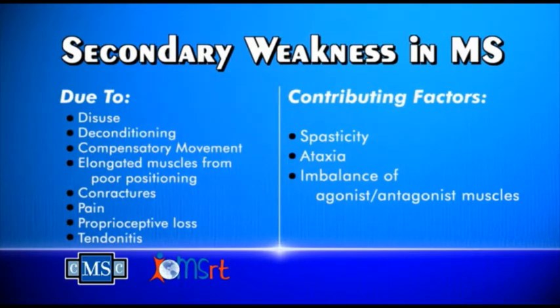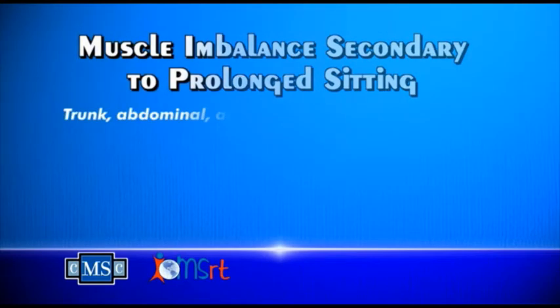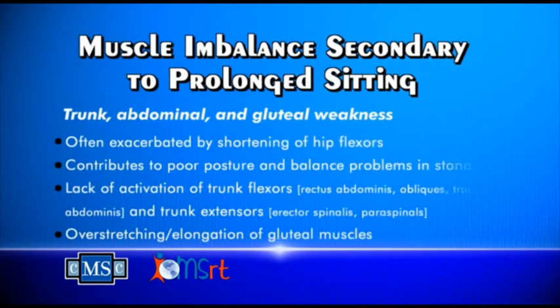Contributing factors to secondary weakness include spasticity, ataxia, and an imbalance of the agonist and antagonistic muscle. Muscle imbalance that is observed from a secondary or prolonged sitting posture is most often demonstrated in the muscles of the hip and pelvic region as well as the trunk. So individuals who are in a seated position for a prolonged period of time will have shortening of their hip flexors. The sitting position itself will contribute to poor posture, rounded shoulders, tightening of the pectoralis major, potentially a development of kyphosis, all of which contributes to balance problems in standing.